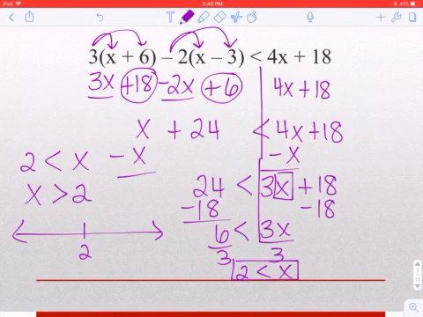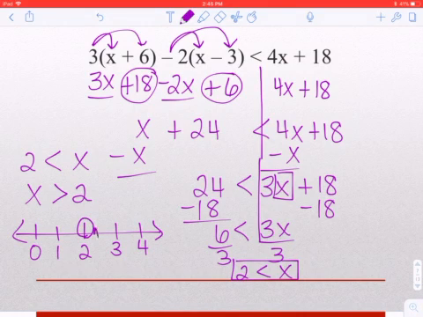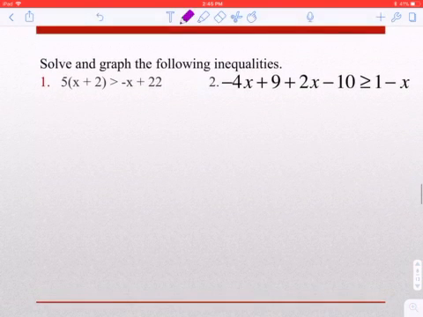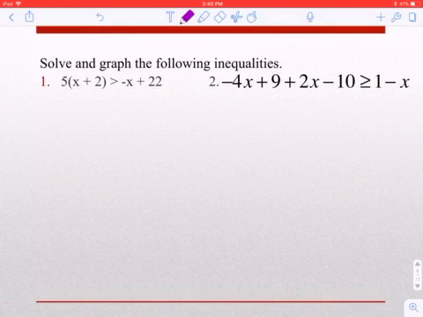So at 2, since my inequality sign is not underlined, I have an open circle, and then I want to shade everything to the right. You can plug in any number to the right of 2 for x, and it will give you a true statement. Go ahead and pause the video, try these two, and then we'll check together.